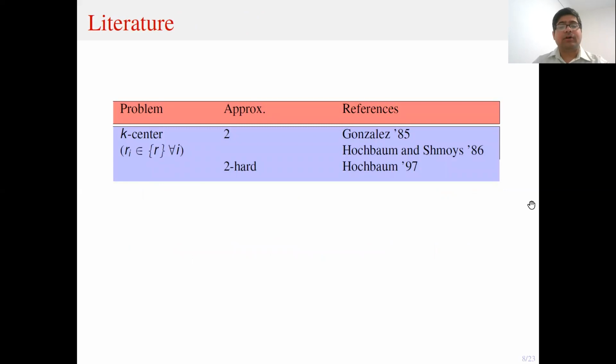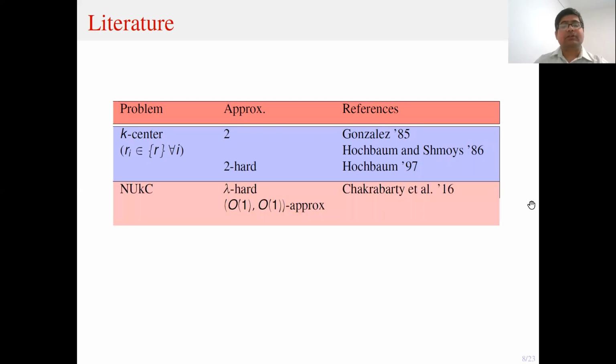Let me talk about some previous works on this problem. So in this special case of k-center, approximation algorithms are known with a 2 approximation factor. And these approximations are tight in the sense that it is NP-hard to obtain any better approximation. And all these results are classic results from the 80s and 90s.